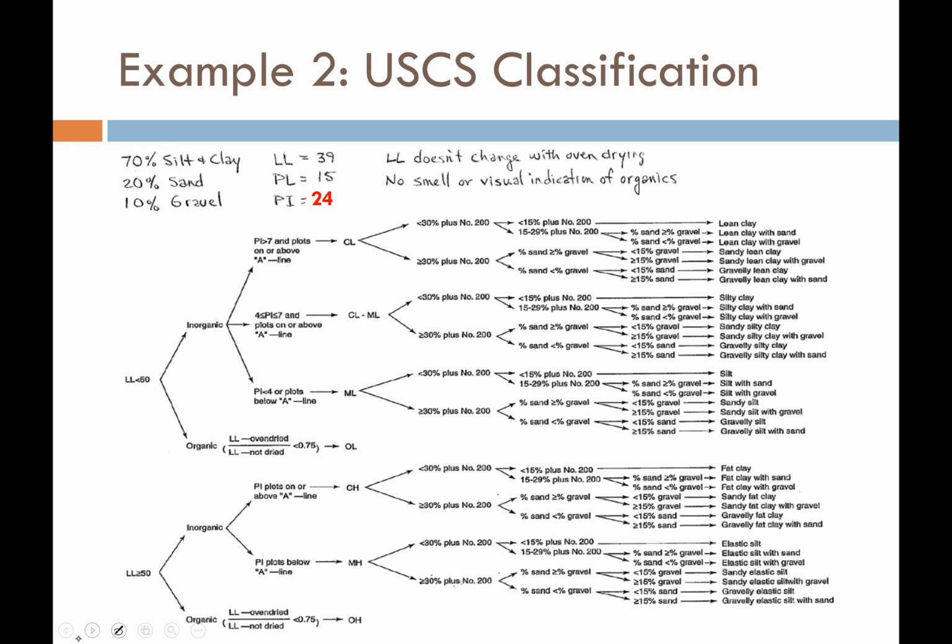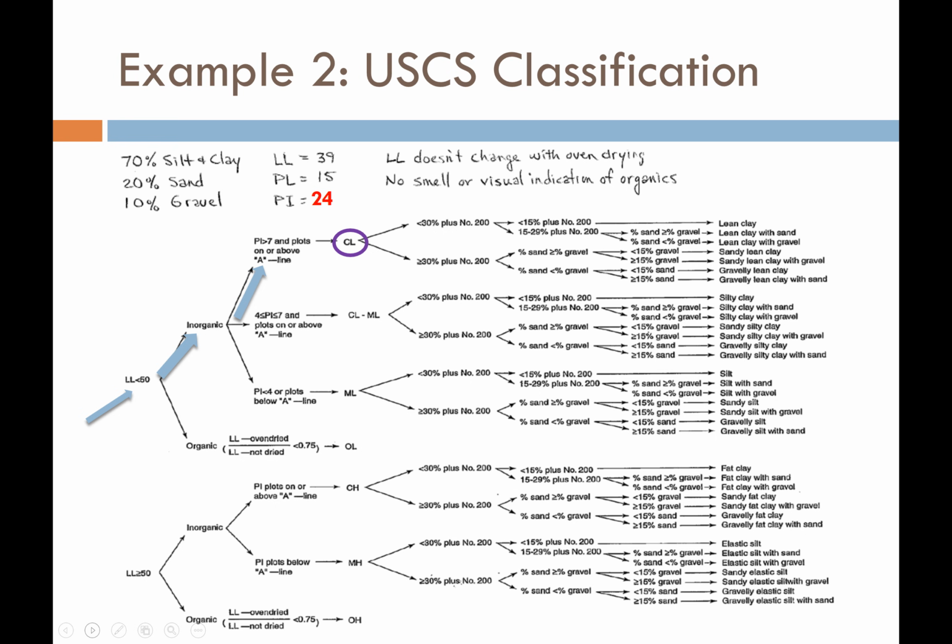We're going to use this flow chart for our fine-grained soils. My liquid limit is less than 50. Because in this class we're not going to worry about organics, I don't really need to worry about this next one. I'm just going to go straight to inorganic. Okay, is my plasticity index greater than 7, between 4 and 7, or less than 4? That's right, it's greater than 7, so it's going to be up here. So then, like I said, we know we have a CL.